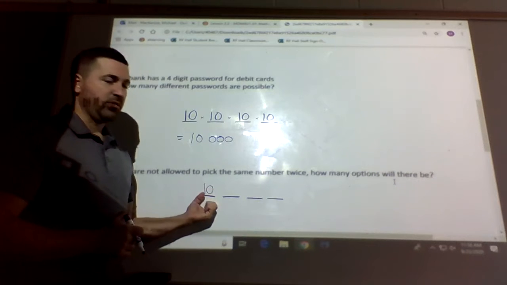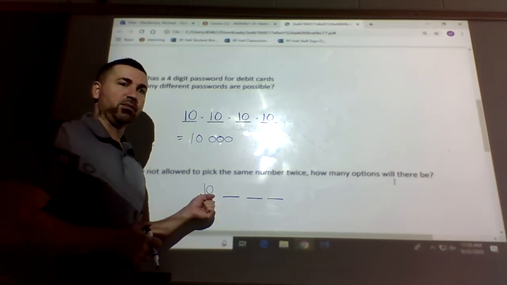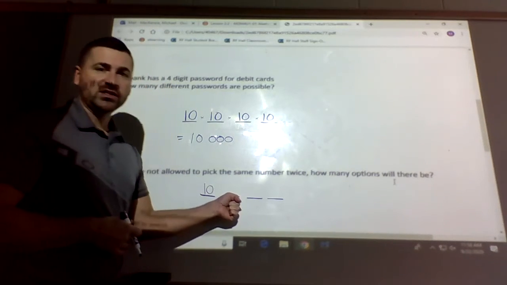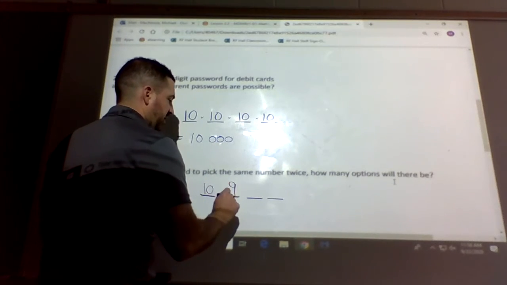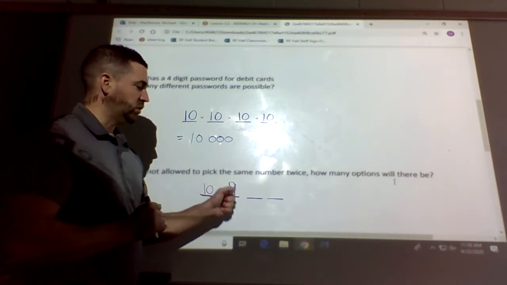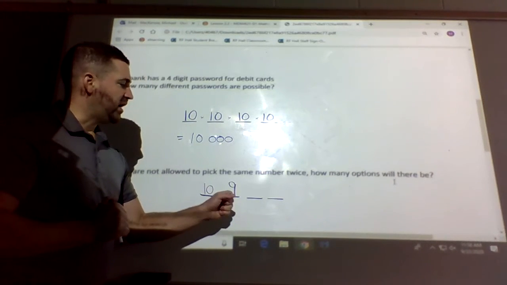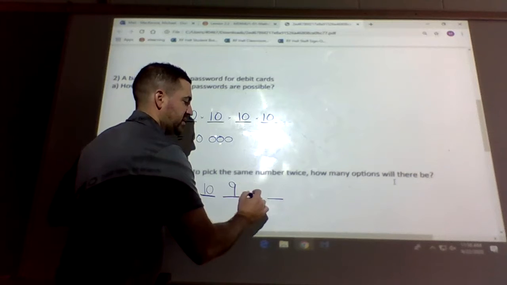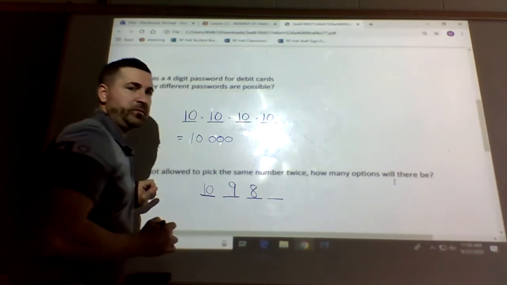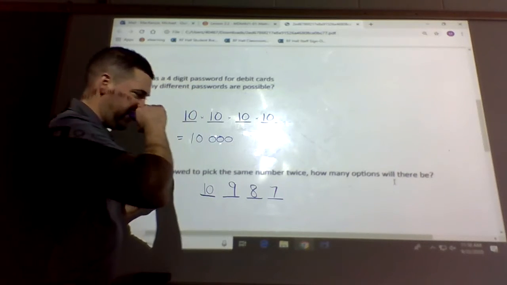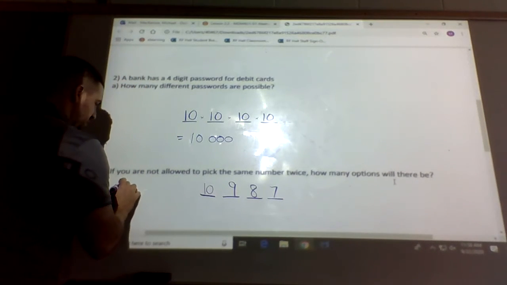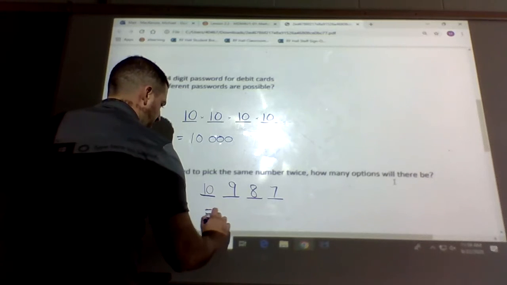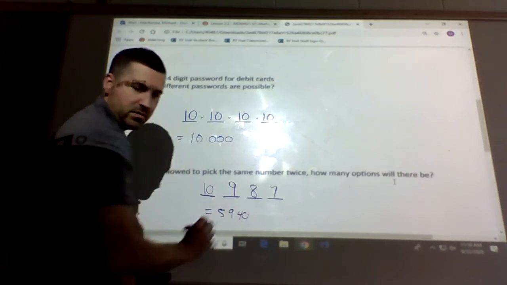Once you choose one number, you can no longer use it again. So if I take one number here, say I use the number 0, that means I can't use it again, and now I'm only left with 9 choices for my second spot. If I use one number here, I can't use it again, so then my total decreases by 1. Likewise, when we hit this spot, we choose another number, so we can no longer use that number again. So for our next spot, we have 8 options, and then for our last spot, we have 7 options. And that gives you, I think, 5,040. I'm just gonna double check.